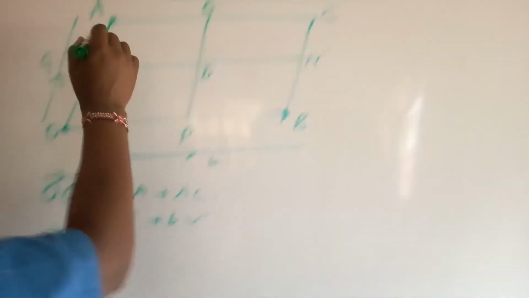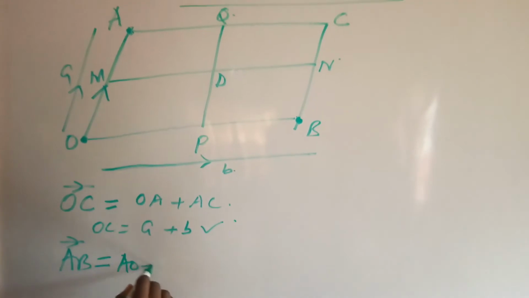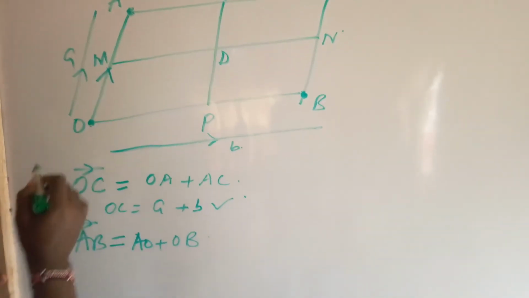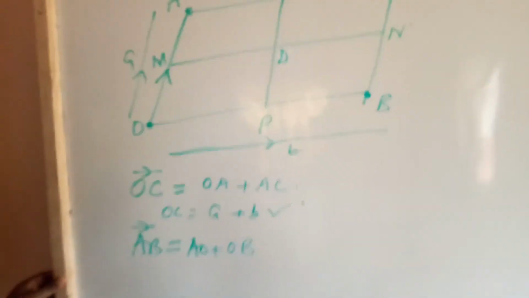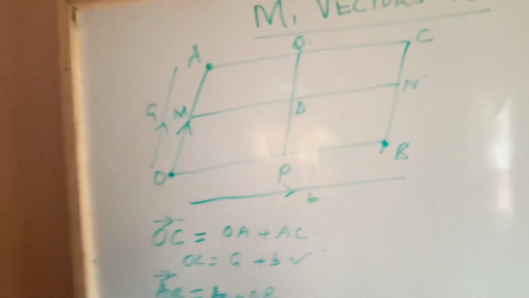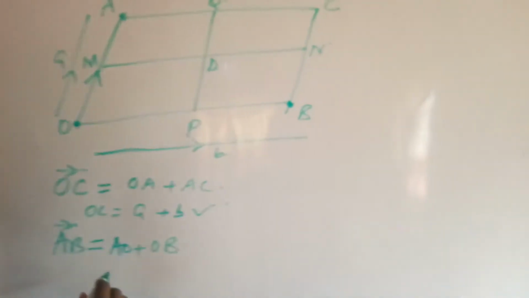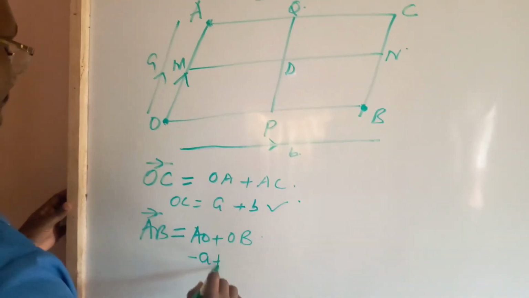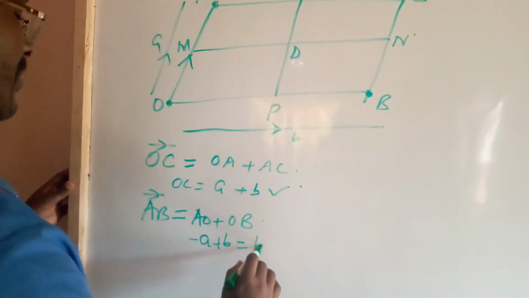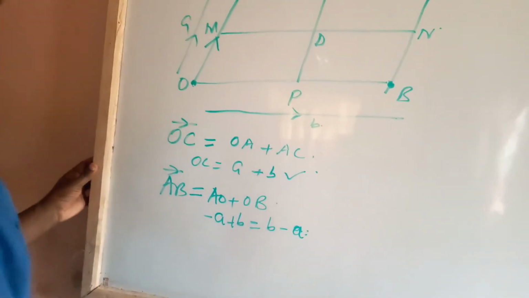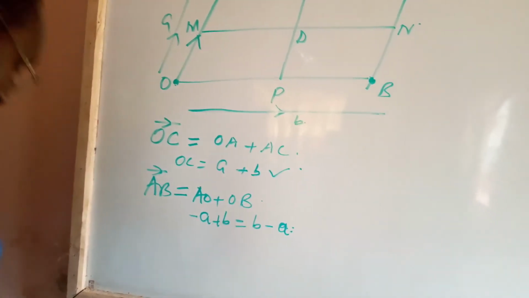So it's AO plus OB. And of course, AO is the opposite of OA. And in vectors, the opposite direction is explained by the negative sign. So this one is going to be minus A plus B, which is also equal to B minus A. That is as far as vector AB is concerned.